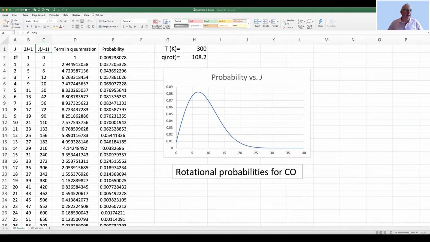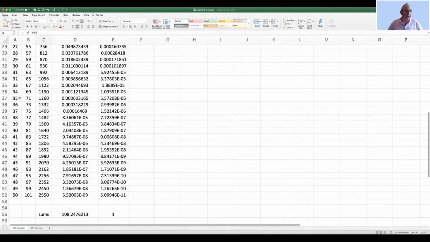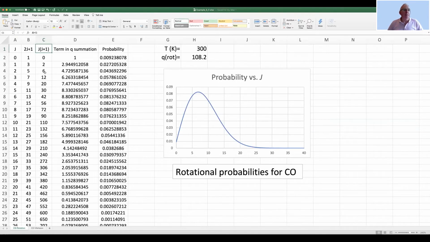I go down in my J's, I just start from 0, and I go down, I don't know how far I ran this thing, I ran it down to J equals 50, it looks like. Then I've got pieces here for the things that I need. The one that's called term in the Q summation. In that summation to get Q, if I do it by the original, just really evaluating the sum instead of switching to the integral, I get a term for each J state, right? And that term is always the degeneracy, then times e to the minus the energy over kT, right?